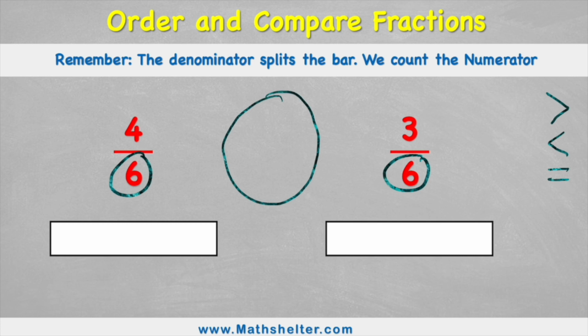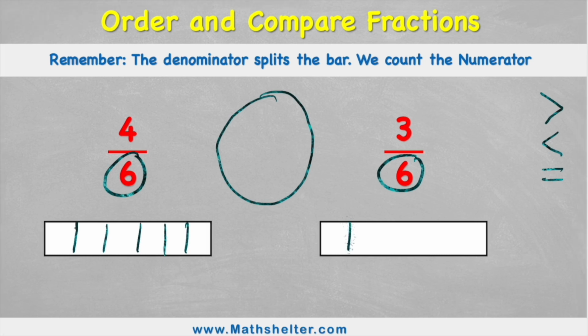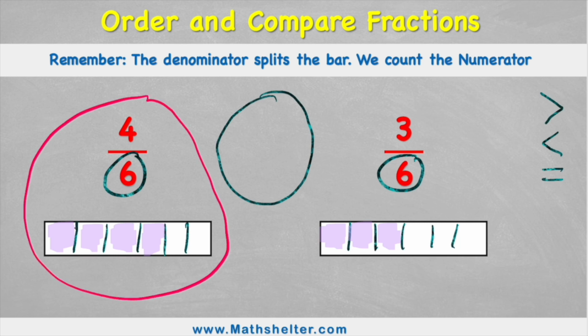But let's first of all see which one's going to be bigger or smaller. So again, I'm going to use my denominator to help me cut my chocolate bar into 1, 2, 3, 4, 5, 6 pieces. And again, on my second one, I have 1, 2, 3, 4, 5, 6 pieces. But on this first one, I have 4 of them. 1, 2, 3, 4. And on the second one, I only have 3. 1, 2, 3. So we should be able to see that the greater value, the bigger value, would be 4/6.